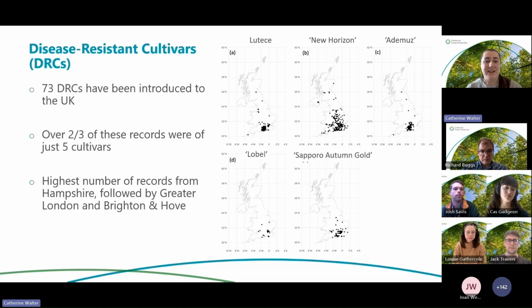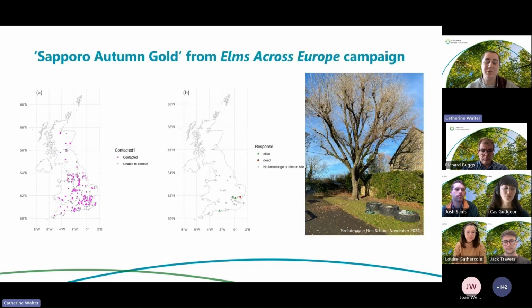So I'm going to finish with 2 examples of why collecting this data and mapping these distributions is important. And so to start with, I think that my attempt to update records of Sapura Autumn Gold trees from this campaign in the 1980s demonstrates this nicely.